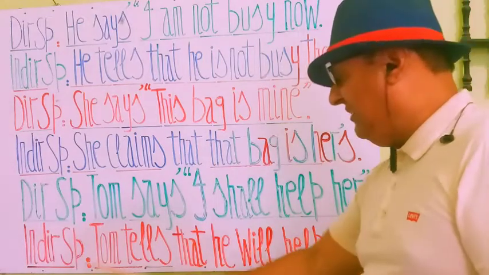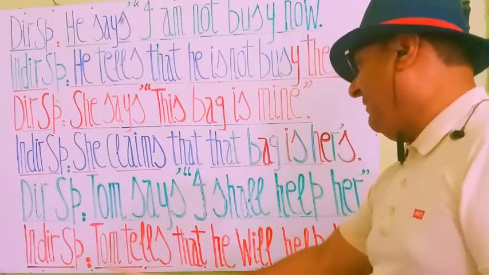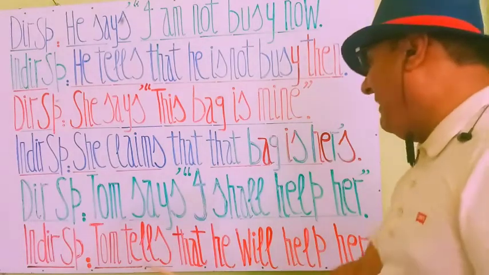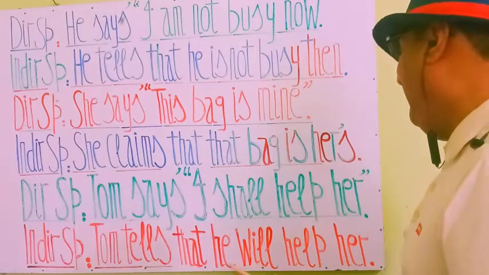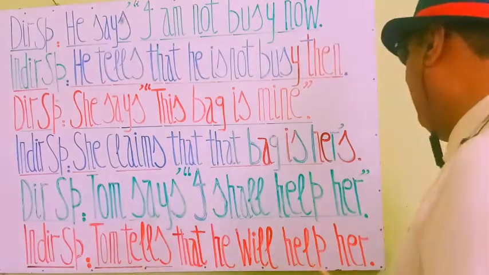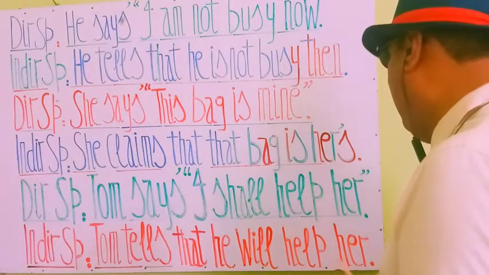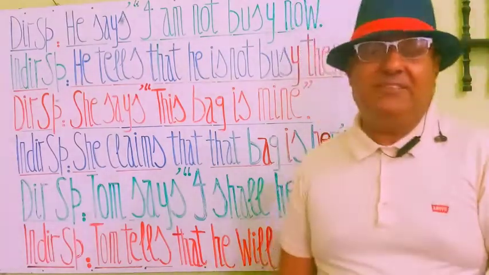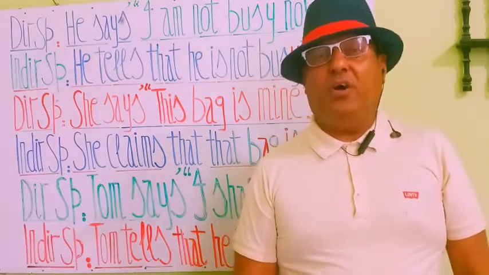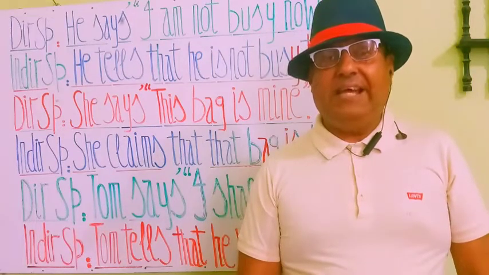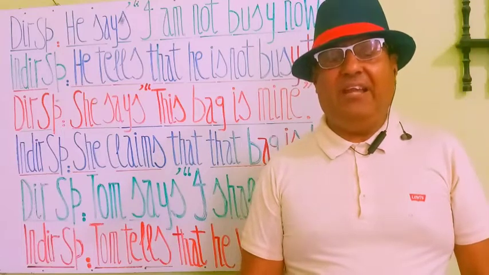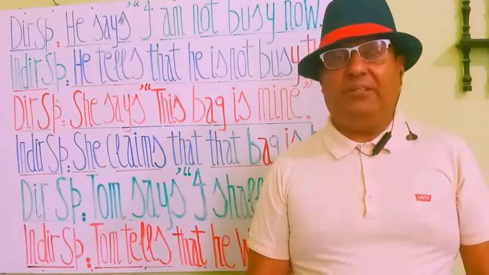So read out this statement in indirect speech. Tom tells that he will help her. Tom बताता है that के he will help her, वो उसकी मदद करेगा. Tom tells that he will help her. Tom बताता है कि वो उसकी मदद करेगा. Okay, my students, a very beautiful statement. Tom tells that he will help her. Tom बताता है कि वो उसकी मदद करेगा.